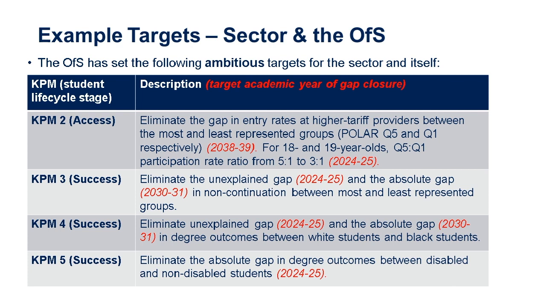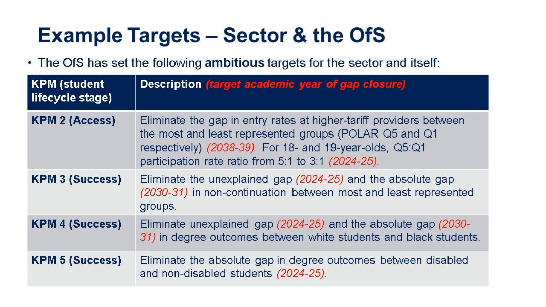The first of which is to do with continuation rates and non-continuation, and that's again to reduce the non-continuation rates between the most and least represented groups by 2024-25 in terms of the unexplained gap between these two groups, and I'll go into more detail about what that means in the next slide, so I can give you an overview of that.